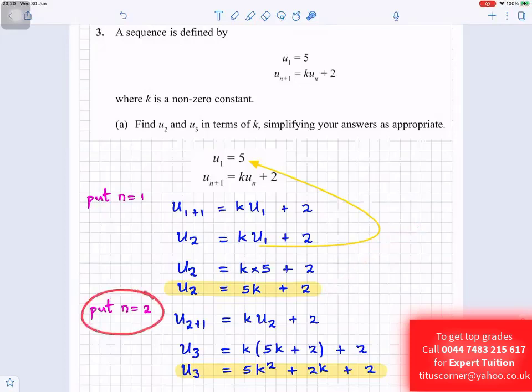We put n equals 2. So 2 plus 1 gives you 3, so k u2 plus 2. But do we know u2? Yes, u2 is the one we got up here, all of this. So we take all of that and replace it: 5k plus 2 is u2. So replace u2 with 5k plus 2, and we remove the bracket. k times 5k is 5k squared. k times 2 is 2k, plus 2. So that's u3.